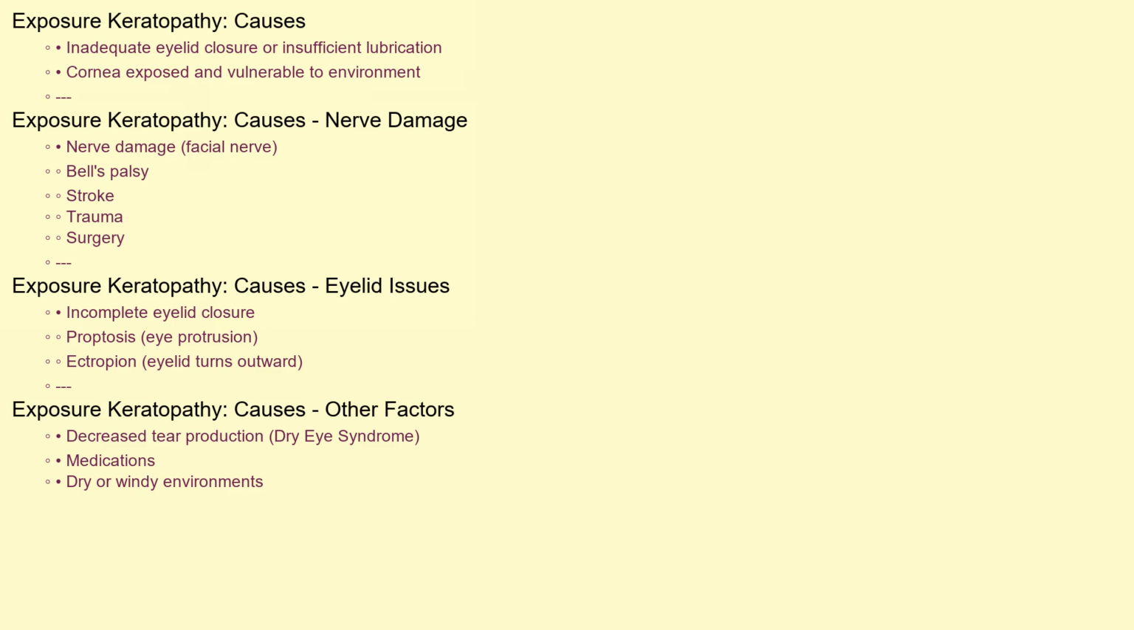Other causes include conditions that prevent complete eyelid closure, such as proptosis, where the eye protrudes forward, and ectropion, where the eyelid turns outward. Decreased tear production, as seen in dry eye syndrome, also plays a significant role, as the tears are crucial for keeping the cornea moist. Finally, certain medications and prolonged exposure to dry or windy environments can exacerbate the problem.